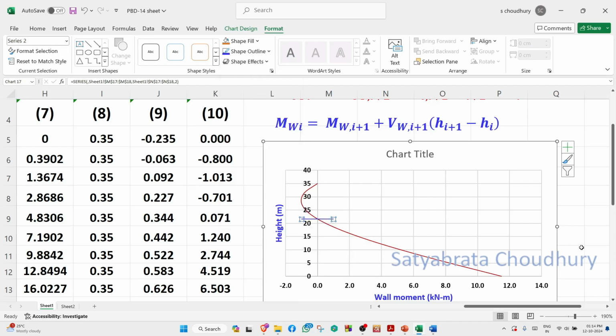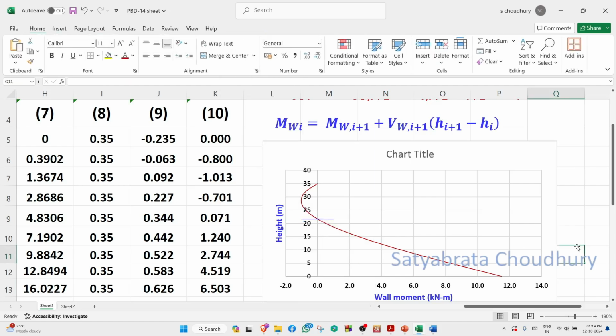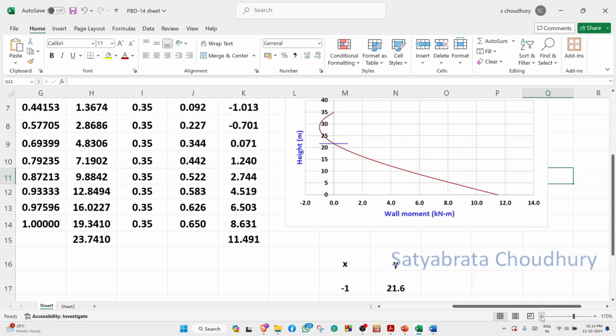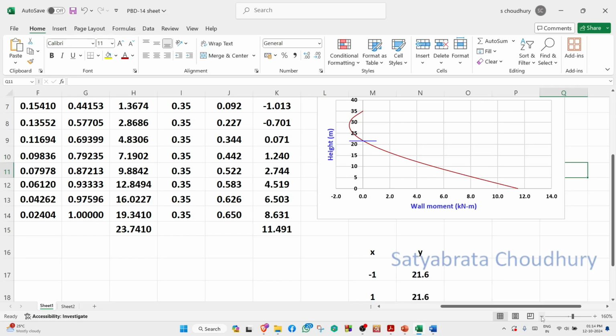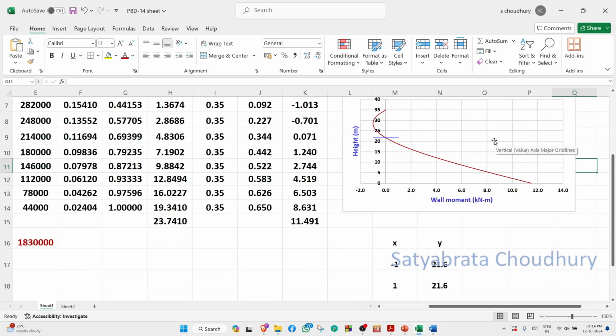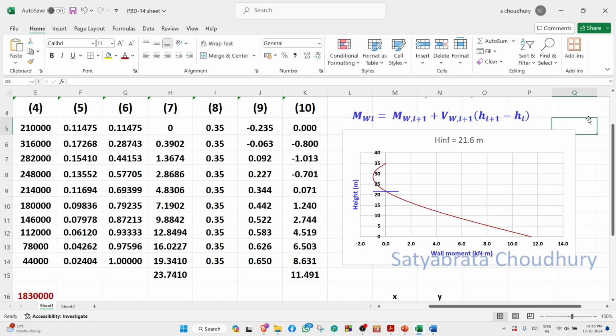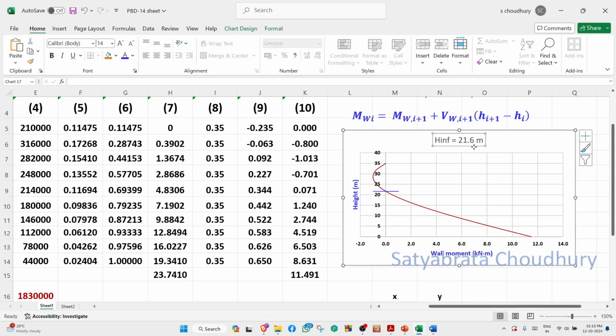If you decrease this thickness, then you can understand exactly. Yes. So inflection height is now 21.6 meter. You can write here. Inflection height, if you remember, we have written H_INF equal to 21.6 meter. So this is the inflection height of the wall, which we shall be utilizing later on for other purposes.